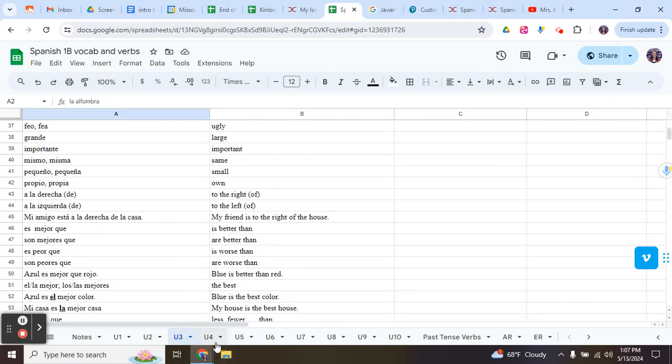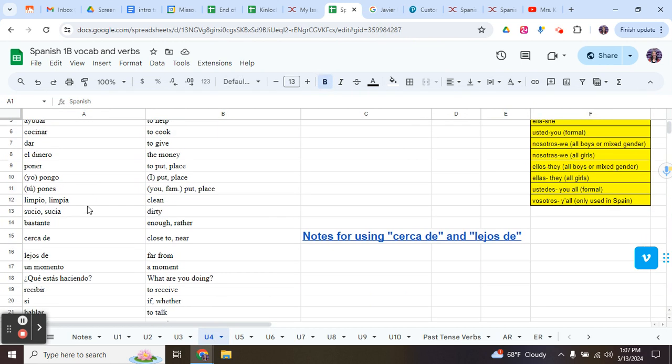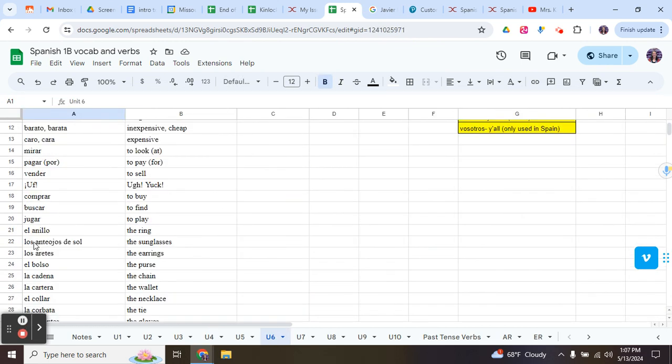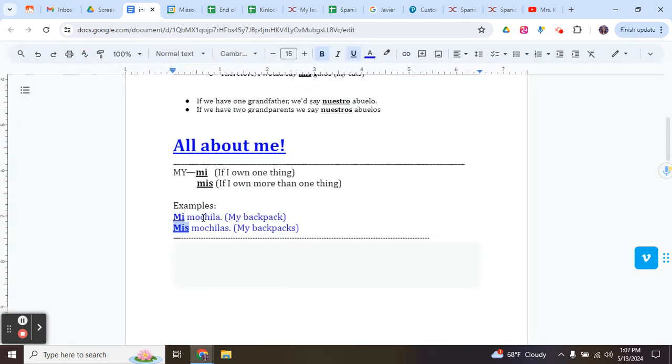If I wanted to say my sunglasses, I would say mis anteojos de sol because it's plural. And we can always tell if it's plural by the s that's at the end. Okay, so mi or mis to talk about my stuff.